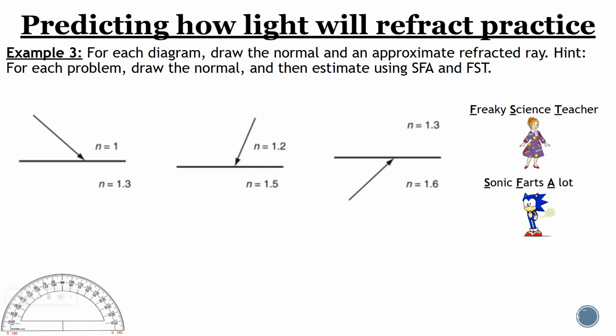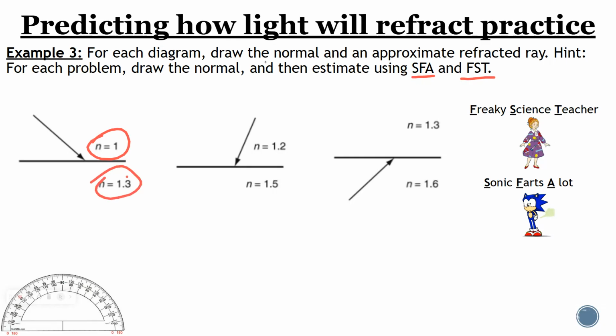This is another type of problem that you can try out as well. So let's see the instructions here. For each diagram, draw the normal and then the approximate refracted ray. Hint: for each problem, draw the normal and then estimate using SFA and FST. So let's start with this one here.